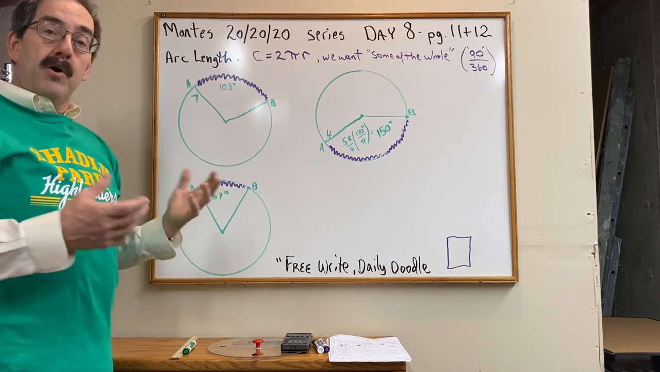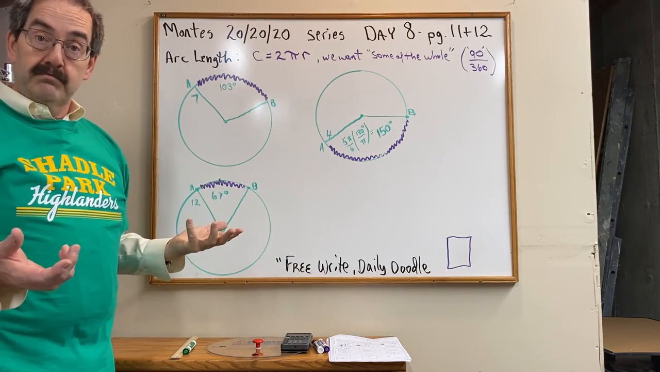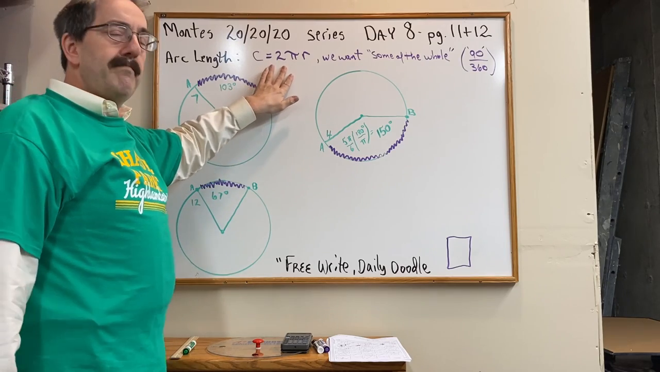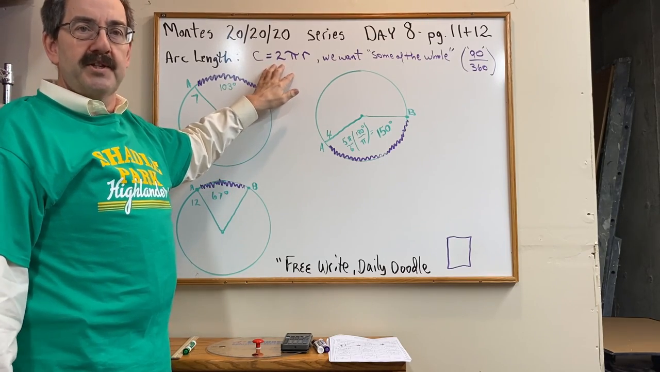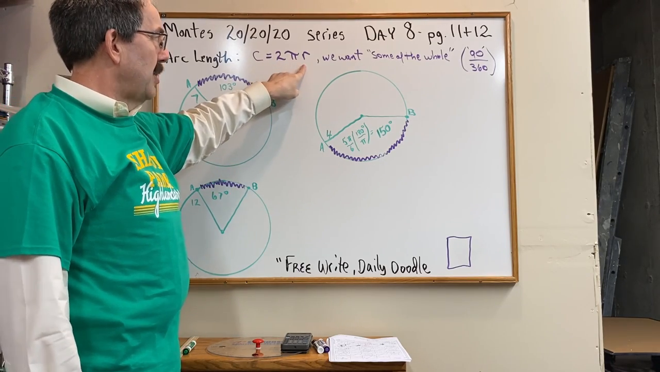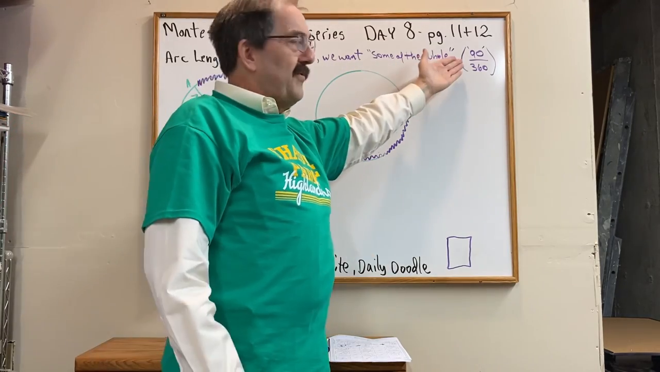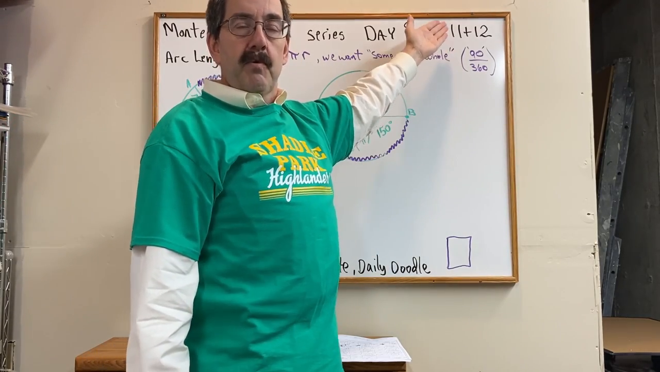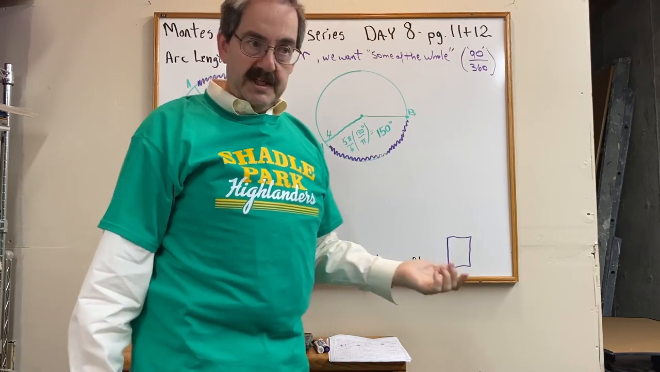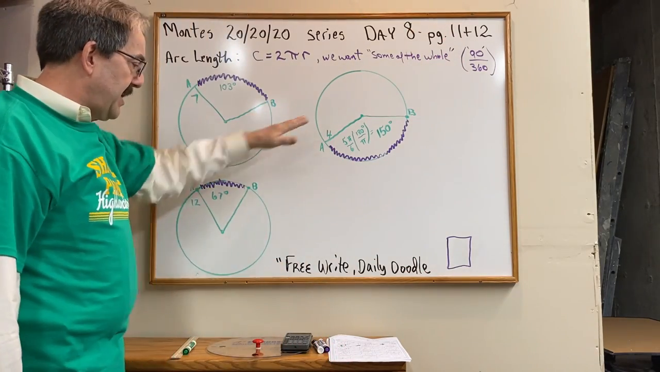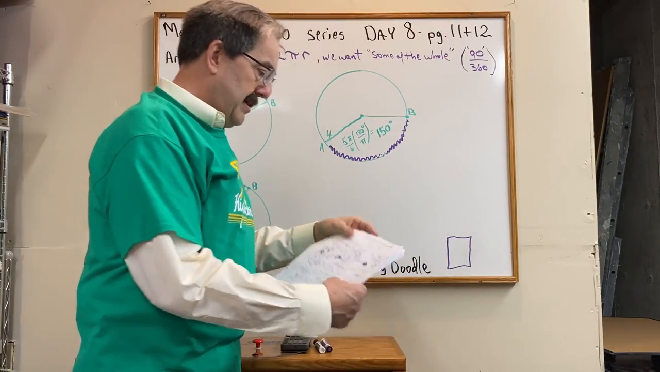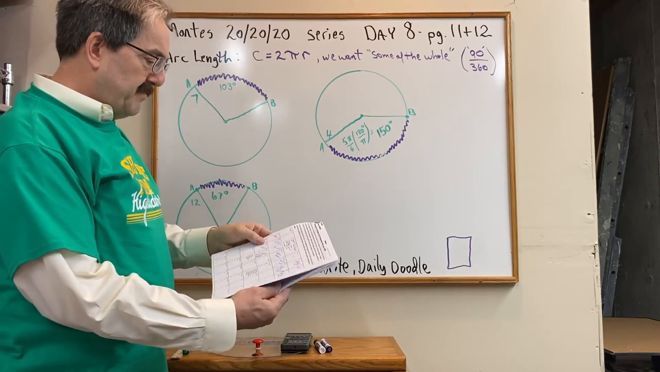Let's do an arc length puzzle, okay? So we remember in order to do arc length, we need the circumference, 2 times pi times r. And we only want part of the whole. So, for instance, 90 degrees, we would want 90 of the 360, okay? So I set it up just like our packet, so don't forget to keep track.